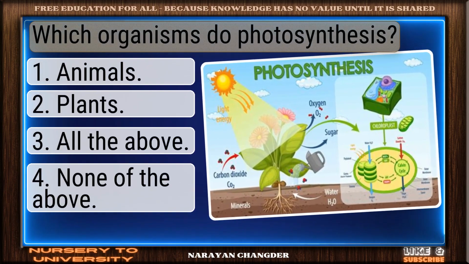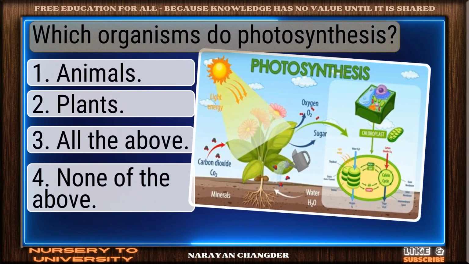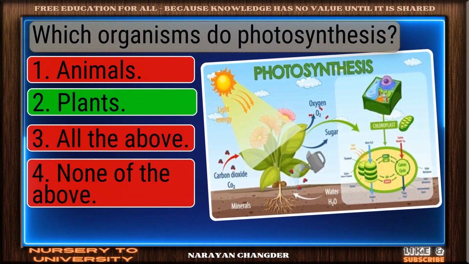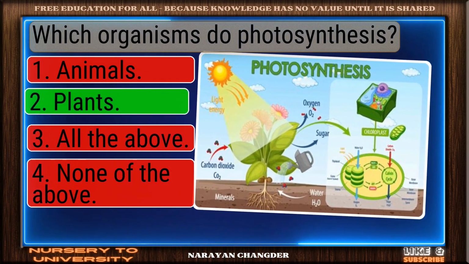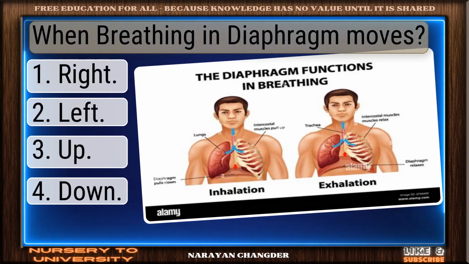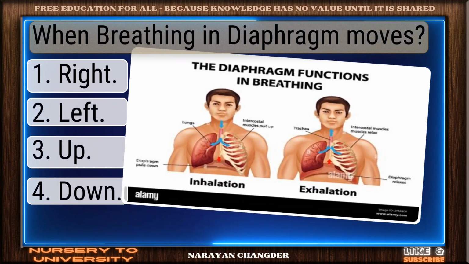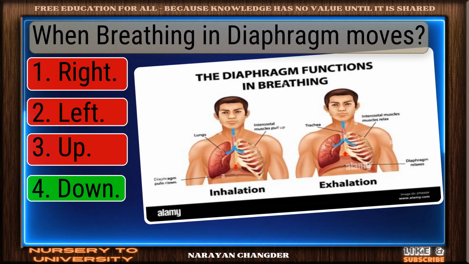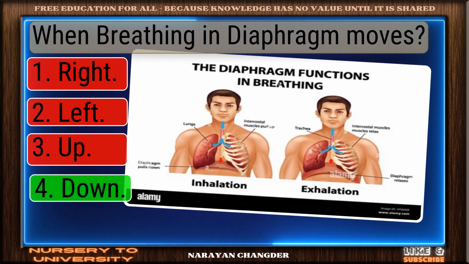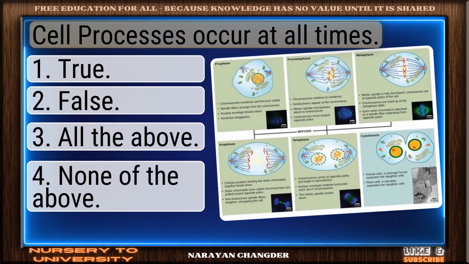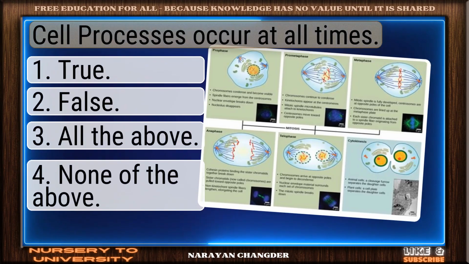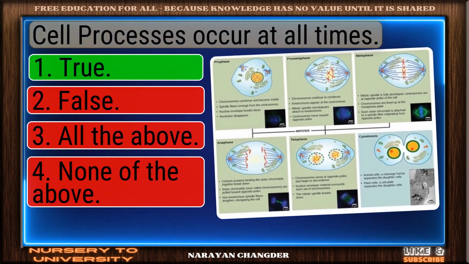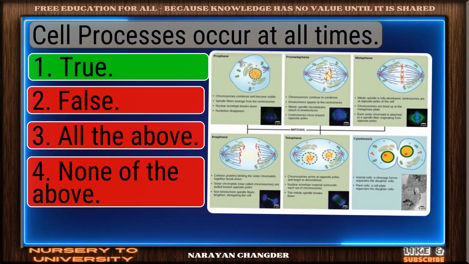Question number 180. Which organisms do photosynthesis? Bravo. Plants is the answer. Question number 181. When breathing in, diaphragm moves. Perfect. Down is the correct choice. Question number 182. Cell processes occur at all times. Solid response. True is a valid choice.